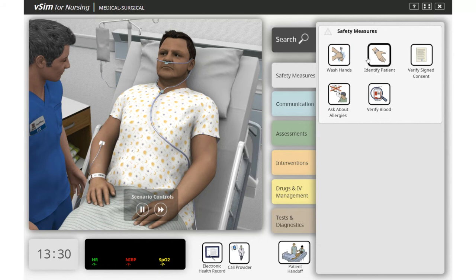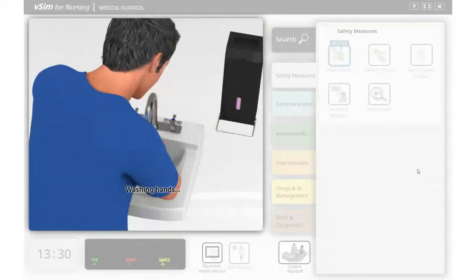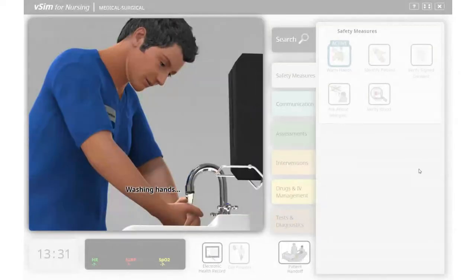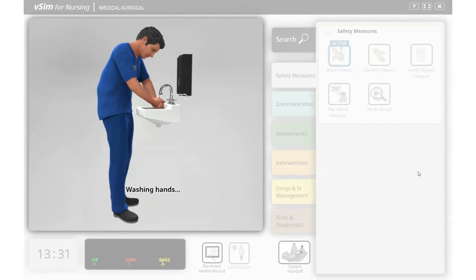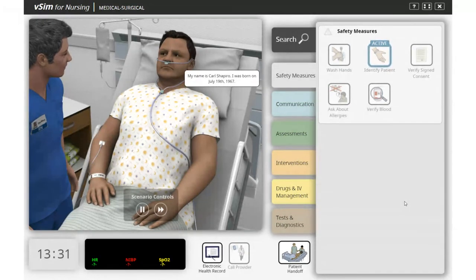So my first interaction, I'm just going to go in. I'll wash my hands first. Please state your name and date of birth. My name is Carl Shapiro. I was born on July 19th, 1967.